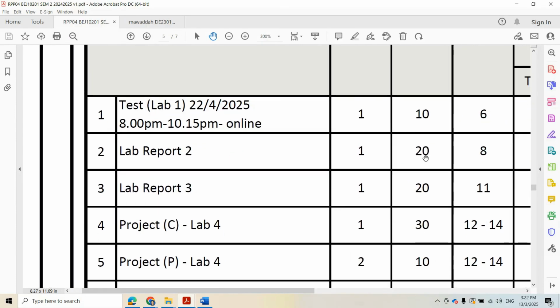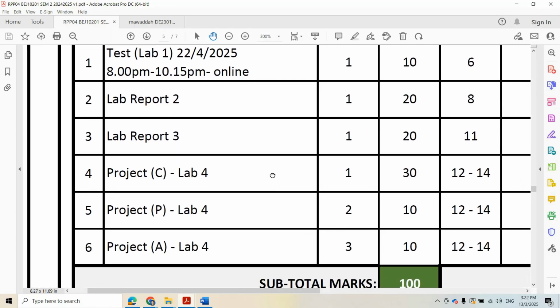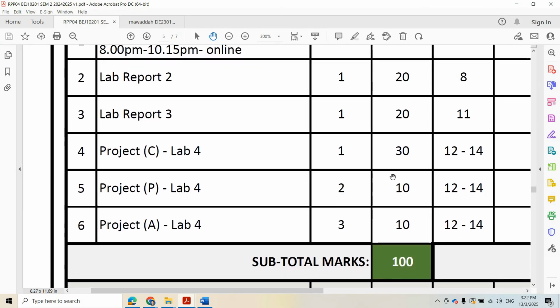Second, you will have the lab two report. The lab two report is around 20%, and lab three is 20%. And lastly, you have a project. This is lab four. Lab four is also a project, but the mark portion is much larger compared to lab two and lab three, because you have to do presentations and demonstrations. This is how we evaluate you, the CLO2 and also the CLO3.